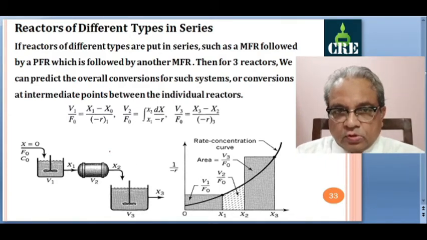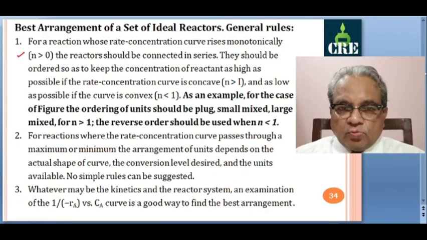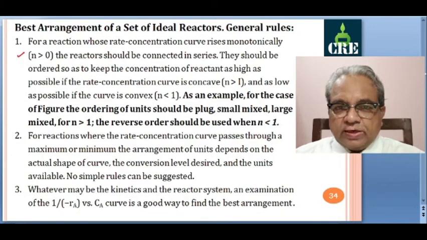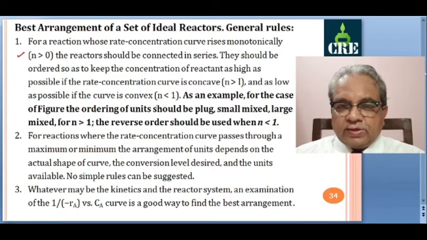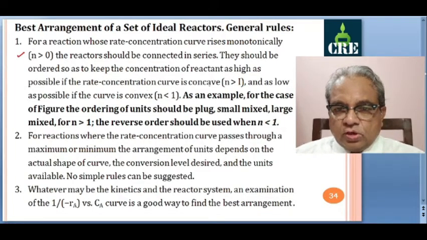So for the time being, you remember this rule, that is the rate concentration curve rises monotonically, that is n greater than 0. Then we have two possibilities, either n greater than 1 or n less than 1, and of course greater than 0. So the curve is concave or convex, and we'll place the units as, for n greater than 1, plug flow, then small mixed and large mixed. The order will be reversed for n less than 1.